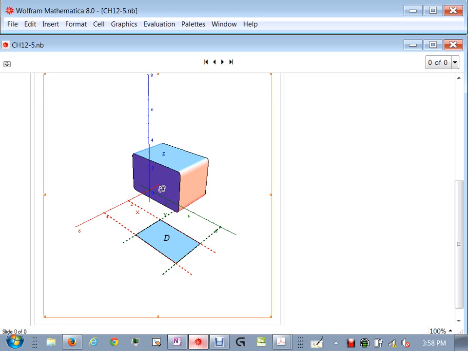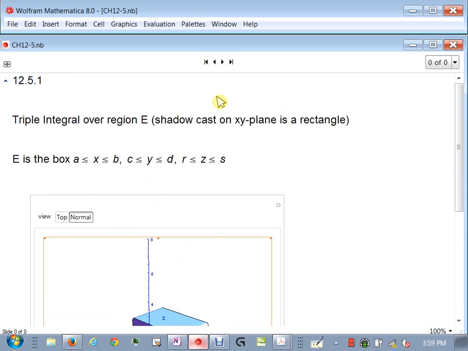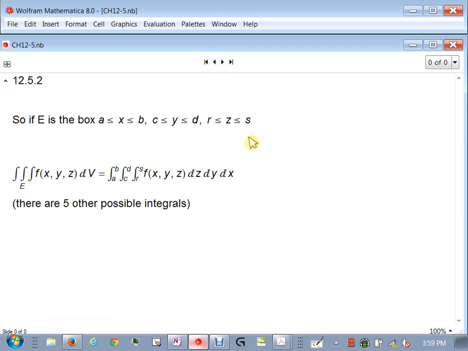Yes? That's the way we're going to attack triple integrals. We're going to look at the domain, which is 3-dimensional. We're going to try and look at its shadow, which is 2-dimensional, and say, is that type 1, type 2, is it polar? What's the deal with that? Right here, its shadow is a rectangle, right?